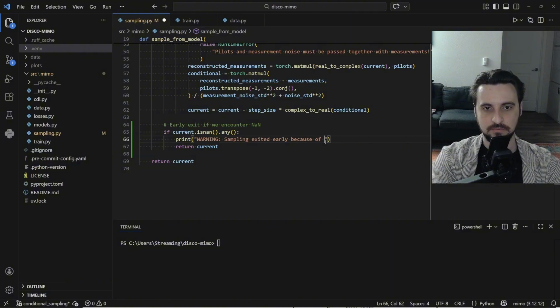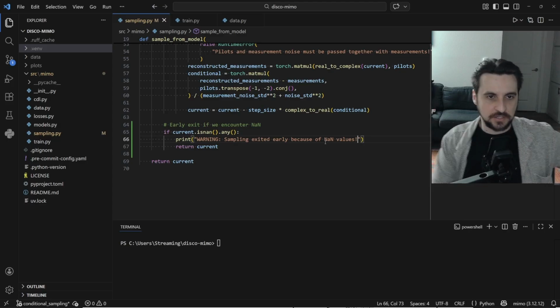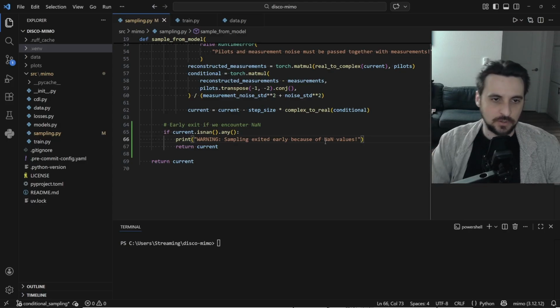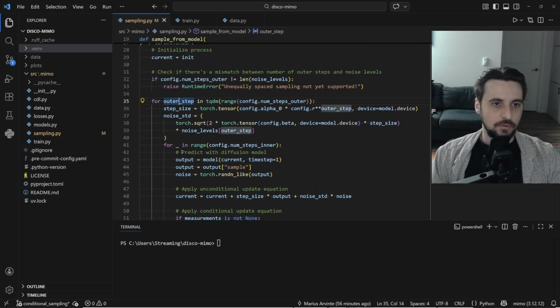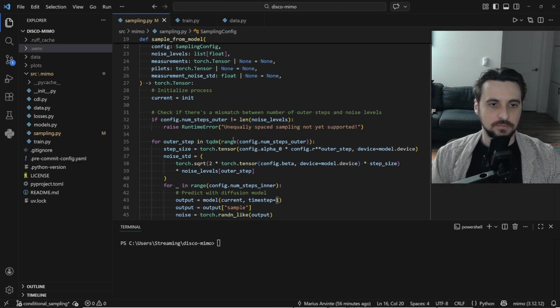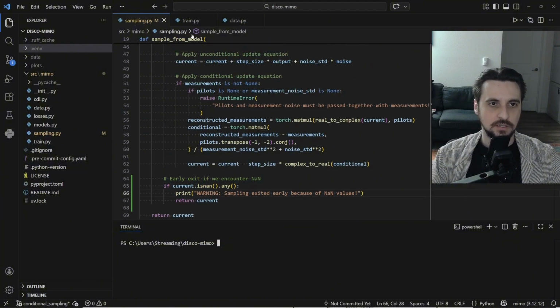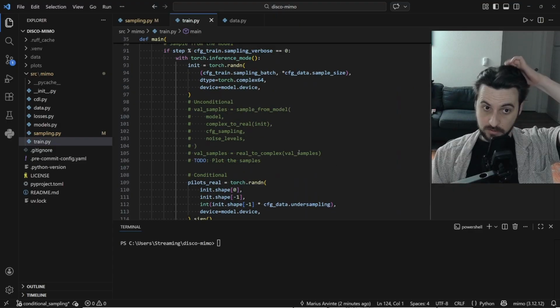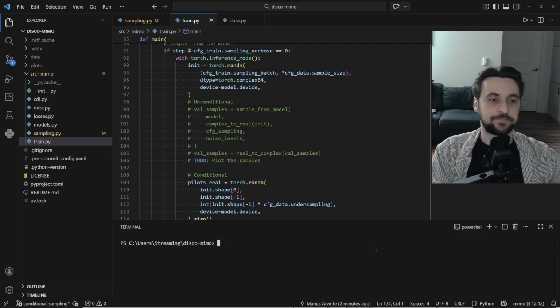because of NaN values. Interestingly, PyTorch doesn't crash. It lets you put the NaN through a deep neural network, but you're literally wasting compute. So we can do it. These inner steps are just one, so I don't even have them. But once we hit something, we can early exit, and that's it. This is for conditional sampling. Okay, so next time we can load the validation data. So this was it for conditional sampling.